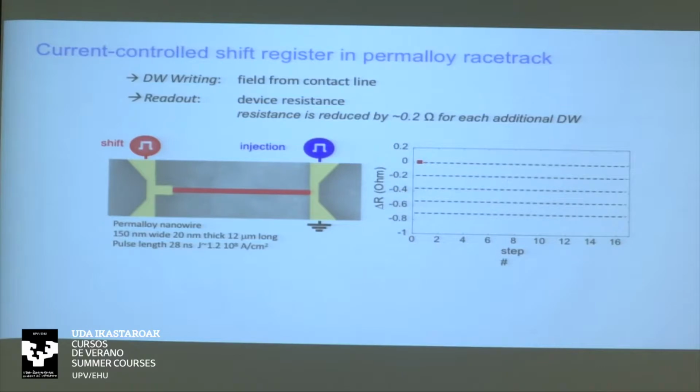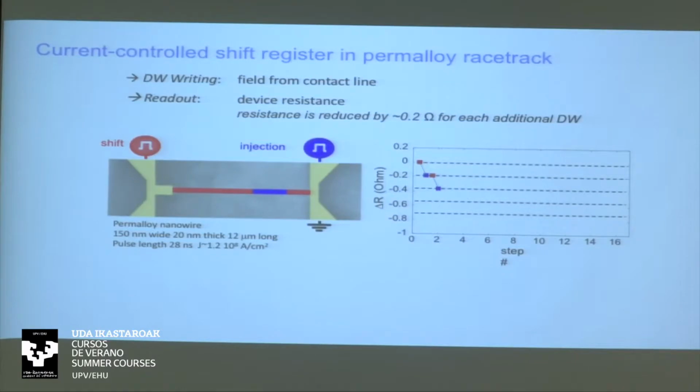So we basically pass a current along this metal electrode, as you can see here, to inject a magnetic field locally, which will create a domain wall. And it turns out on the right-hand side, you can see how the resistance of this racetrack changes. As we introduce a domain wall, it typically will lower the resistance of the wire, shown here. And now we can move that domain wall by passing a current pulse through or along the wire itself, so we can shift it. And then we can inject another domain wall.